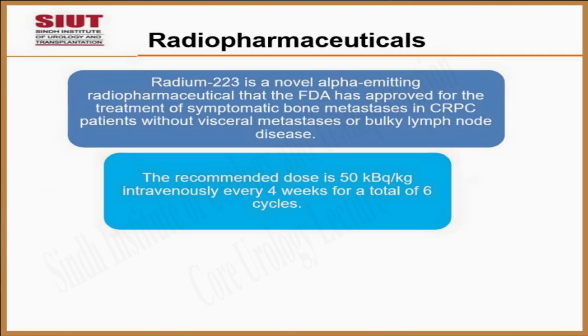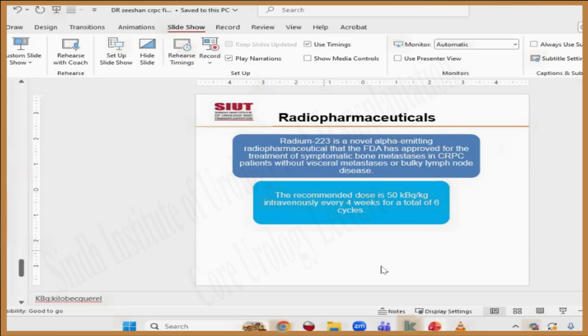If we talk about the radiopharmaceuticals, radium-223 is a novel alpha-emitting radiopharmaceutical that the FDA has approved for the treatment of symptomatic bone metastasis in CRPC patients without visceral metastasis or bulky lymph node disease. The recommended dose is 50 kilobecquerel per kg intravenously every 4 weeks for a total of 6 cycles. For this, I would like to show the video and get to understand more.